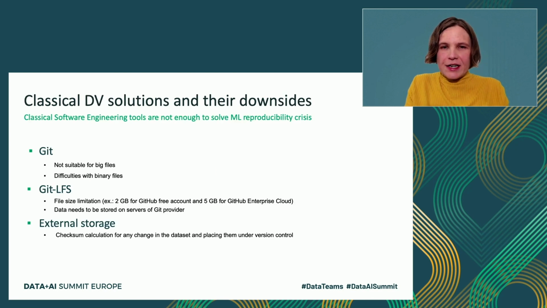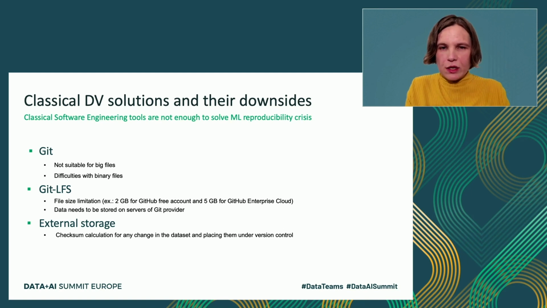So there are different solutions, but mostly they were adopted from software engineering, where tools for versioning of the code already existed. So probably the most famous being Git. But it turns out that Git is not suitable to version the data. Why? Because the data sets are very big.